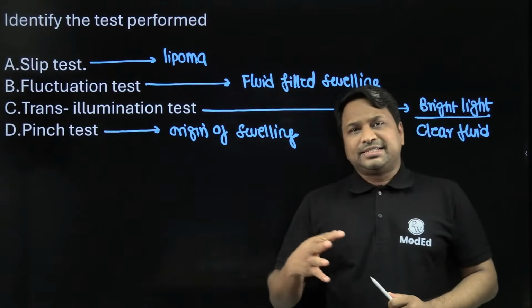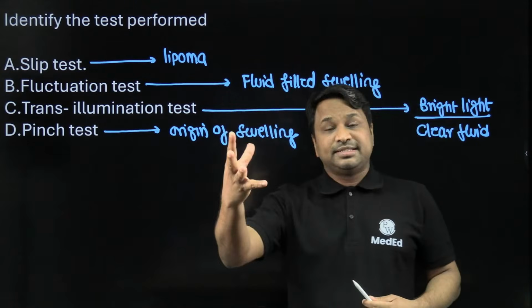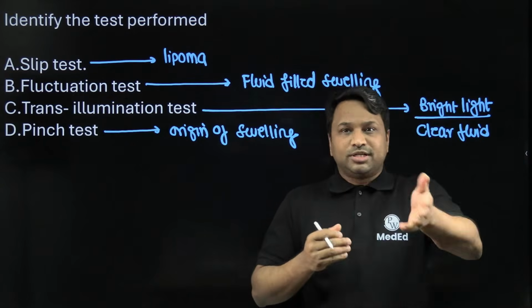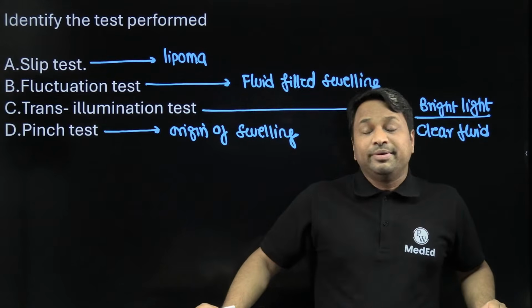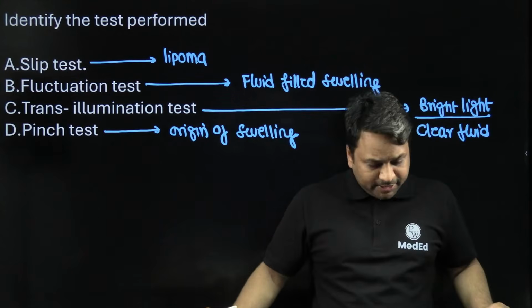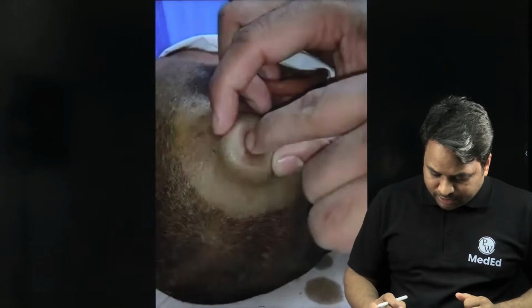But a fluctuation test can be positive in any fluid-filled swellings, right? And transillumination is positive in the neck, in cystic hygroma. Hydrocele, they will be positive, right? So myelomeningocele, they are positive, correct? Okay? So wherever you have dermoids, they don't have positive transillumination. Dermoids can have a positive fluctuation test. Okay? Now, I'm going to show you the video and you are going to tell me what is the test that you are going to perform.